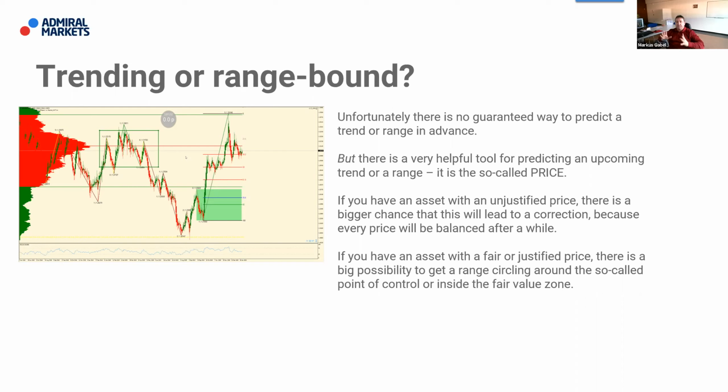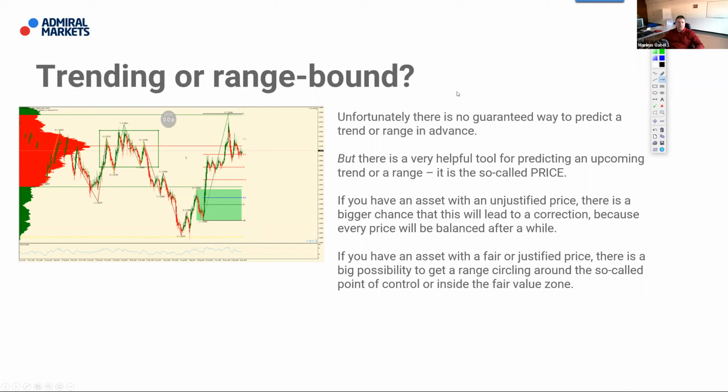So if you have an asset with a fair or justified price, there is a really big possibility to get a range, because the price is fairly valued there. And it's circling around the so-called point of control, or it is inside this fair value zone. And then the closer the price comes to this point of control, the more possibility you have that you will see a range. So let's see it here in the slide.